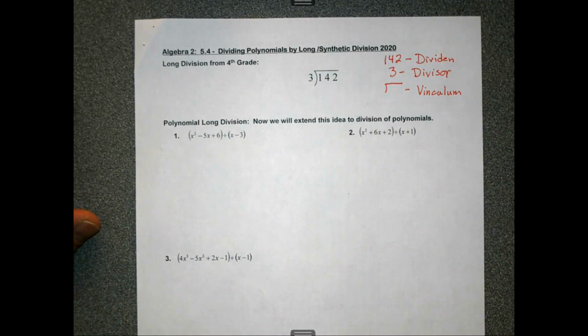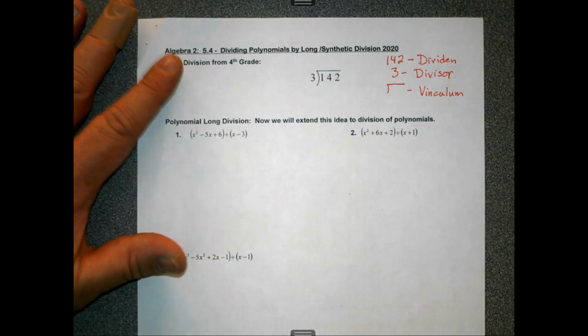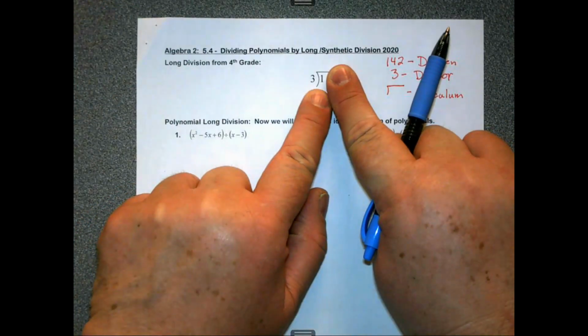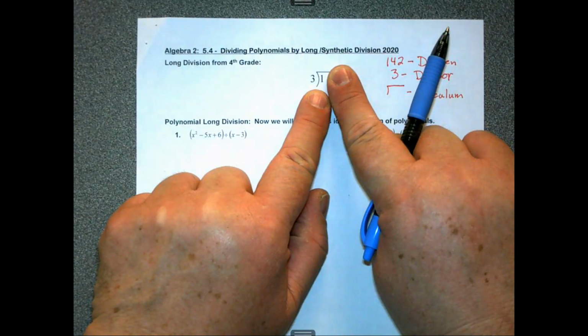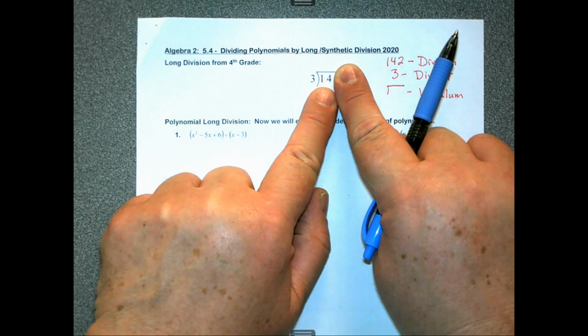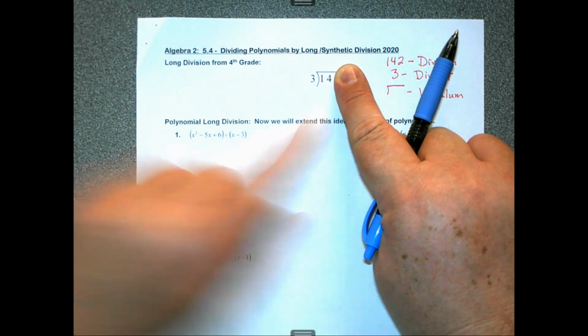All right. Do you guys remember how to do long division? Do you remember how to do this? Normal division, long division. How many 3s go into 1? 0. So then what do you do? Go to the next one. Take the next number. So how many 3s go into 14? 4.